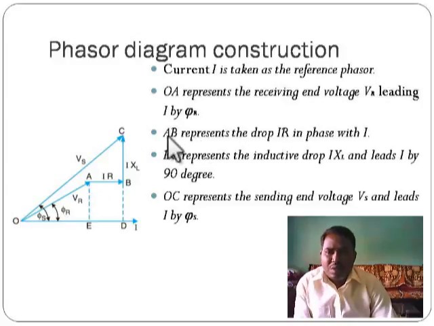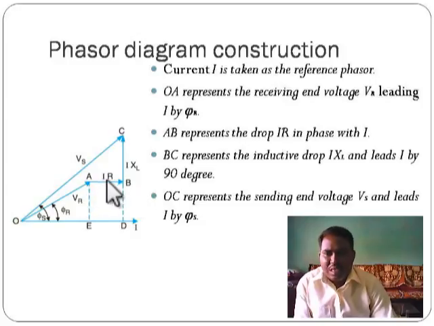In the next step, AB represents the drop IR. It is in phase with the current. The line AB is the resistance drop, I into R, in the receiving end side.